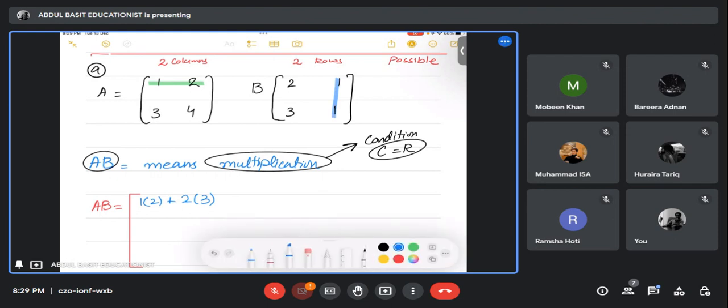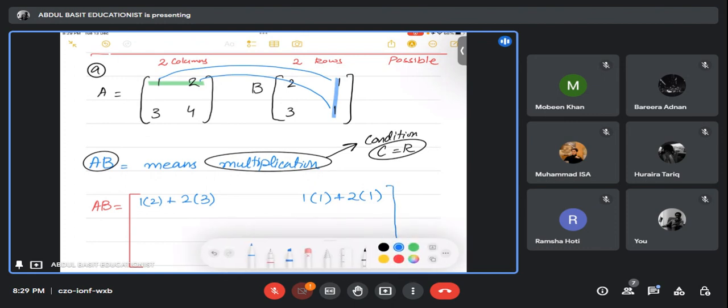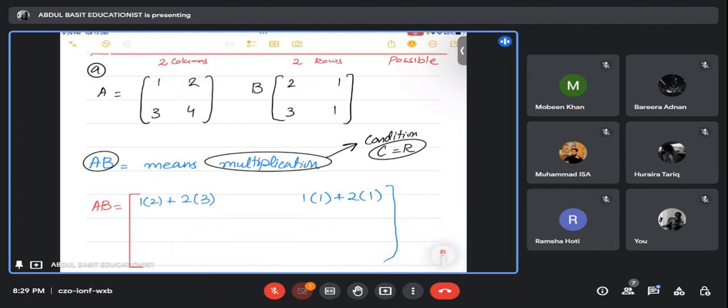So now what I have to do is multiply 1 with this 1, 1 times 1, and 2 times 1, plus 2 times 1. Now I'm closing the bracket because I'm done with the first row. I have to move towards the second row. So let me just erase these things now.